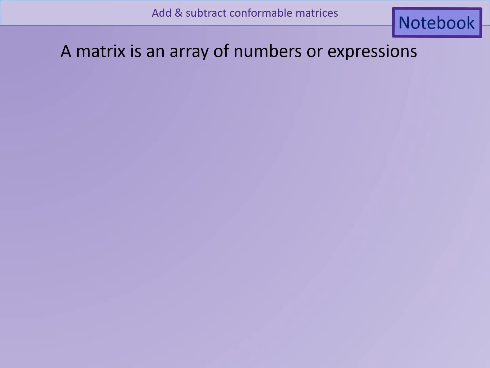A matrix is an array of numbers or expressions, and it's just an extension of column vectors, so you will already know how to add, subtract and multiply vectors, and therefore you should be able to then apply the same rules for matrices. Let's take a look at a matrix.